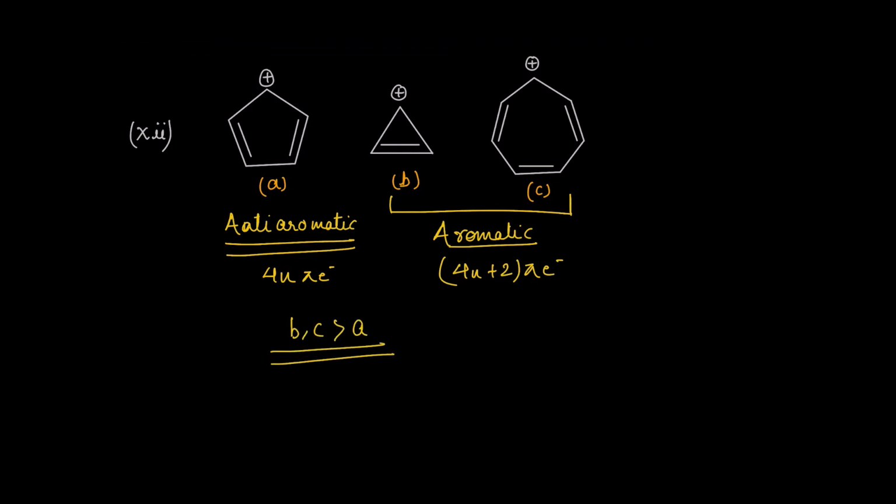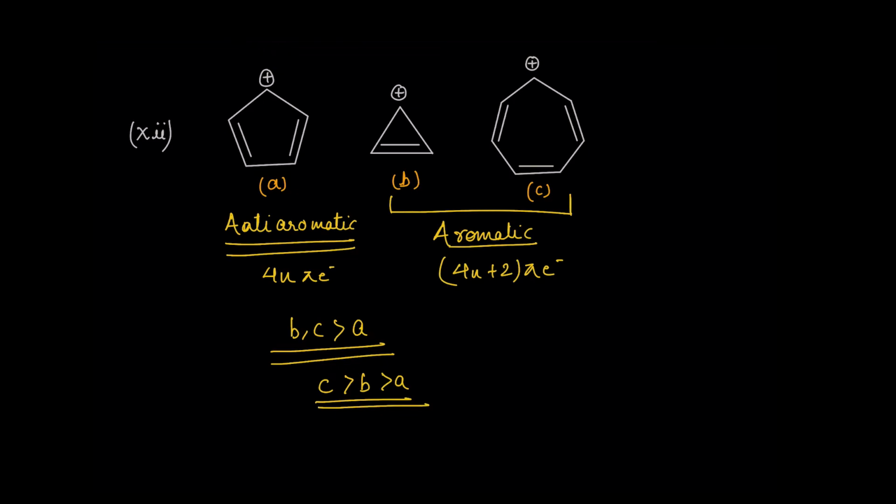But between B and C, to determine the stability, we have to look at the number of pi bonds. Whenever you compare two aromatic compounds, you should always look at the number of pi bonds present. So in C, we have 6 pi electrons, in B, we have 2 pi electrons. So the 6 pi electron system would be more stable as compared to 2 pi electron system. So we'll give the answer as C, then B, then A.